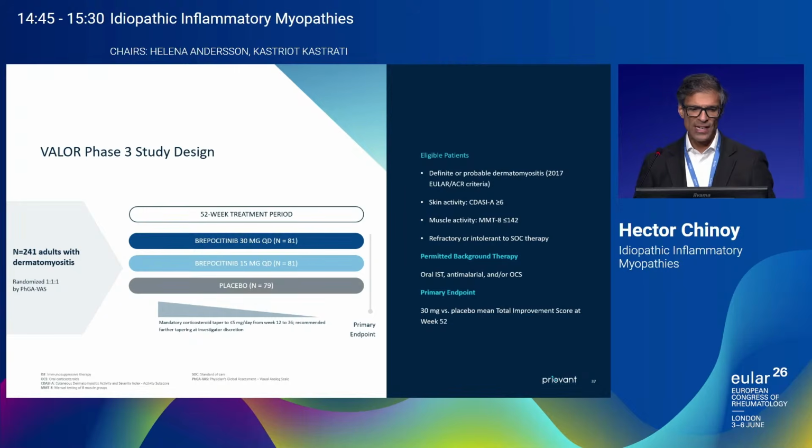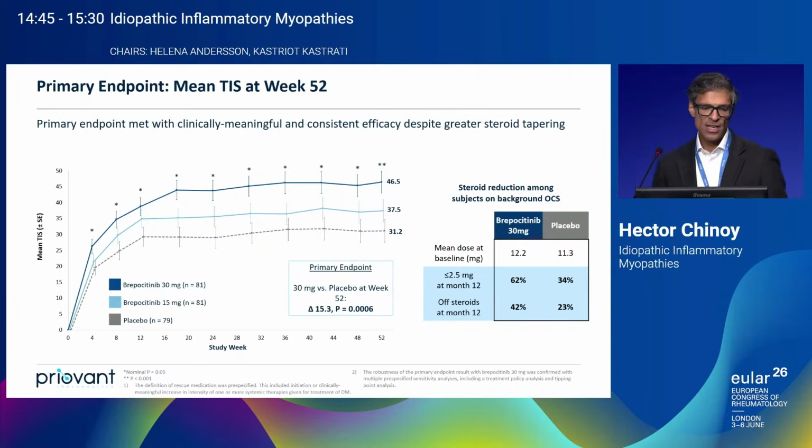So initially, let's quickly touch on JAK inhibitors, and there's one trial I just want to tell you about, which was the VALOR phase 3 study, and this was a 52-week double-blind placebo-controlled study of dermatomyositis, the largest trial to date in dermato, 241 patients with 2 doses compared to placebo. And the primary endpoint was the 30 mg versus placebo mean total improvement score at week 52. So this is the mean TIS plotted over time up to week 52.